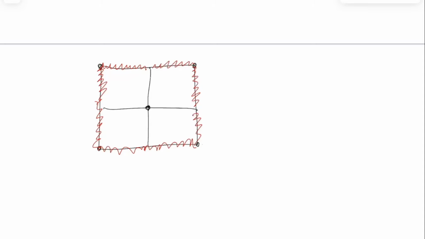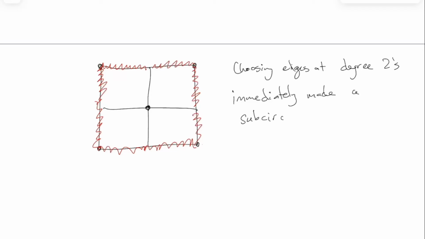So here, I will say choosing edges at the degree twos immediately made a subcircuit. This actually counts as a subcircuit because it is by itself a circuit, even though it didn't cover everything up, right? The subcircuit rule says that the whole thing that you draw has to be one big circuit that covers every vertex, but this one made a smaller circuit which missed one of the vertices. So choosing the edges at degree twos immediately made a subcircuit, and that means no Hamilton circuit is possible. Because trying to build one leads to you getting stuck, and there's no avoiding this. So no Hamilton circuit in this graph is possible.